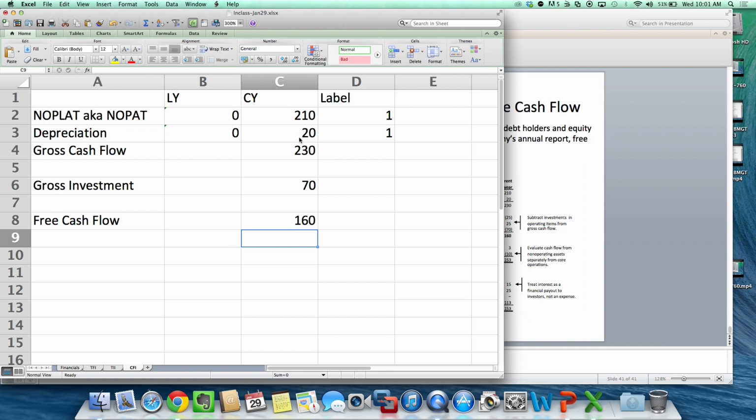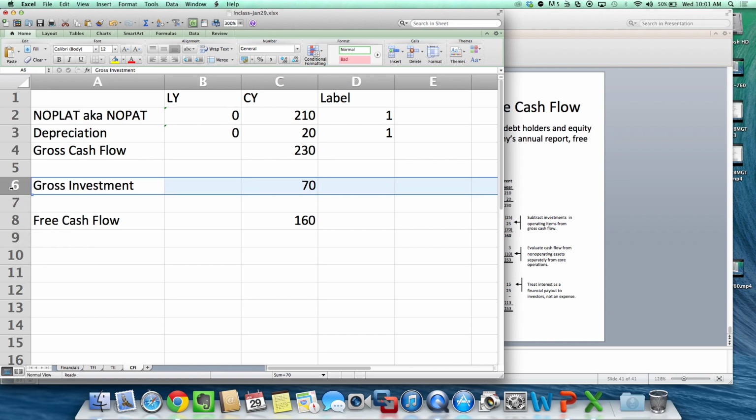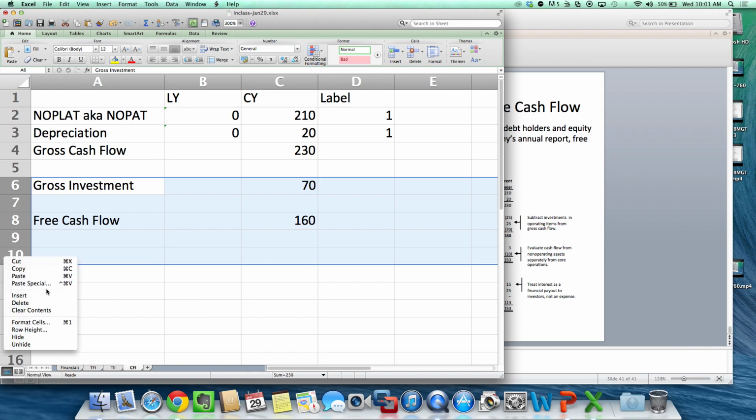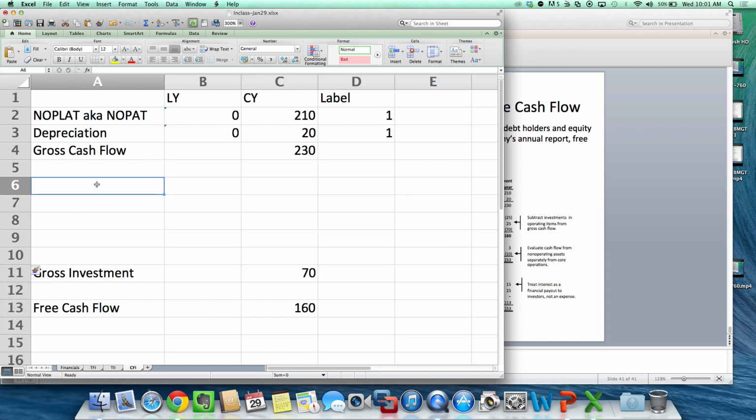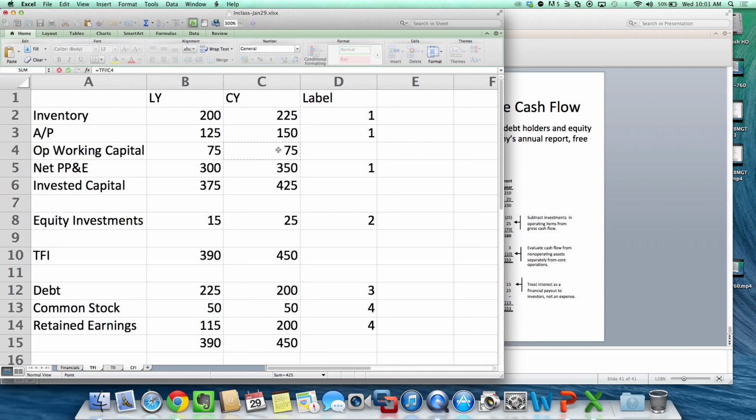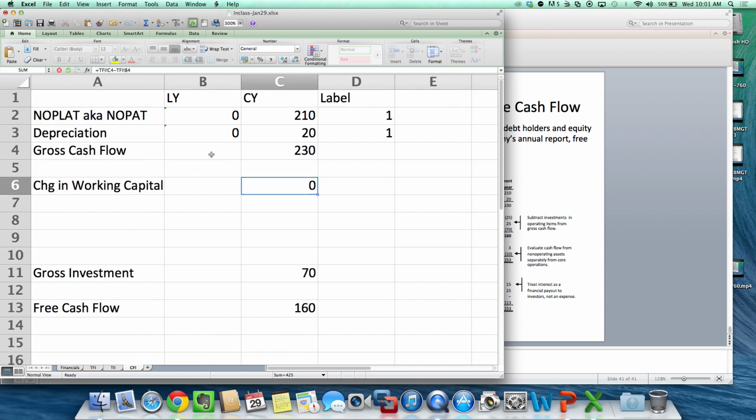Calculating it this way is acceptable on your midterm, is acceptable on your homework assignment. Now, I'm going to show you the granular way, call it alternative 2, for calculating gross investment. So I'm going to add some space here. It's change in invested capital. So it would be my change in working capital equals, from TFI, current year working capital minus previous year working capital.